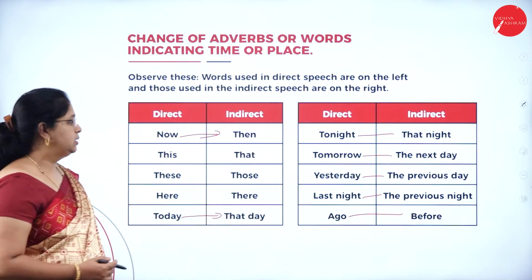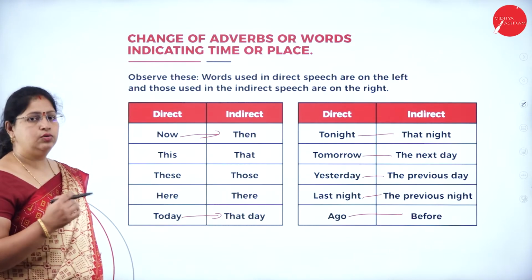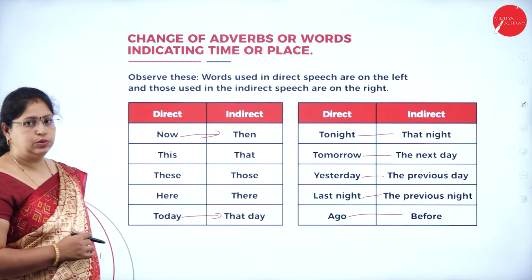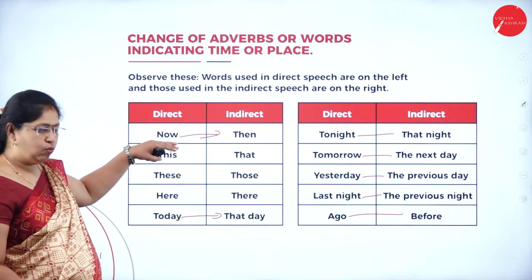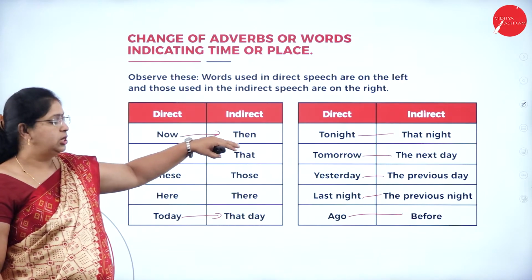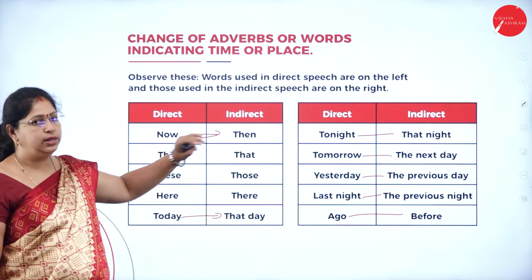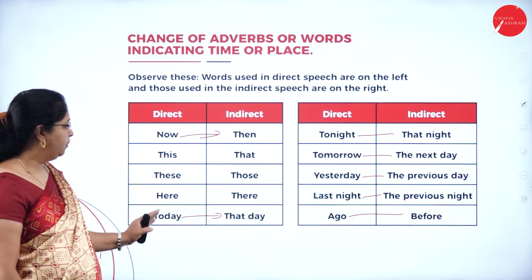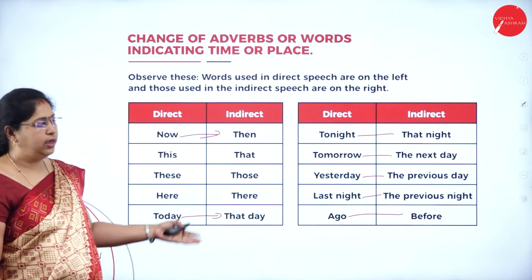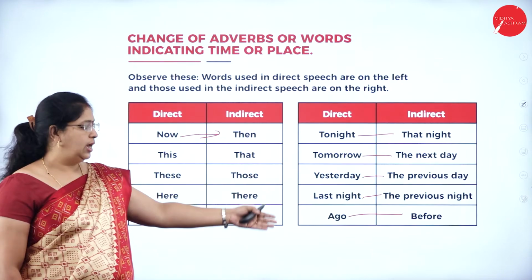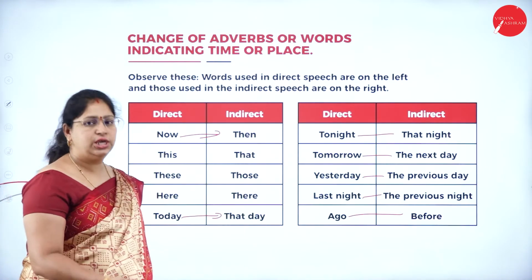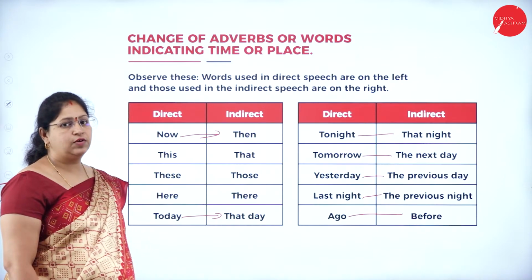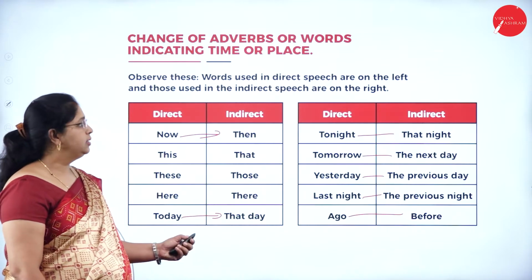Okay. These words are very important. You need to remember these words. Okay. Whenever now comes in direct speech, you need to change it to then when you are changing it to indirect speech. In the same way, this, these, here, today, tonight, tomorrow, yesterday, last night, ago, all these will change when you are changing a sentence from direct speech to indirect speech.